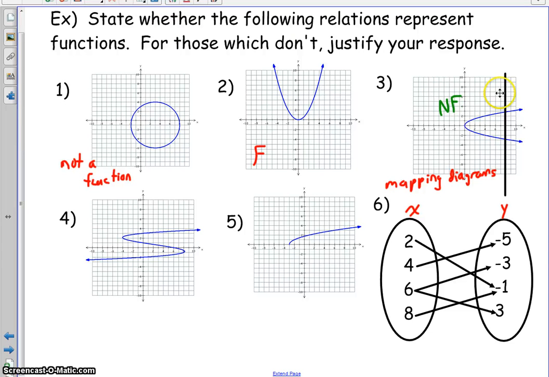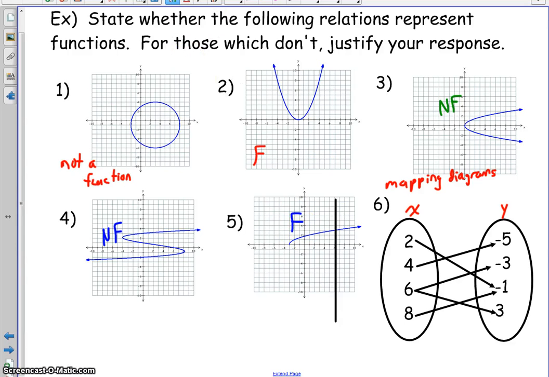And similarly, you can see how 4 and 5 are going to work as well. 4 is not a function. It fails the vertical line test lots of places, but there's one place it does. Okay, and 5 passes the vertical line test. You only ever touch the graph once at any time.